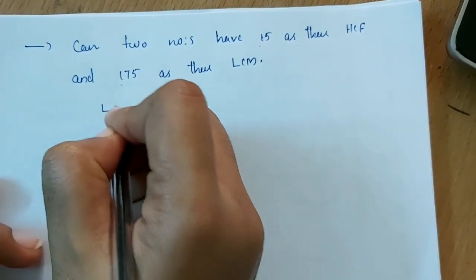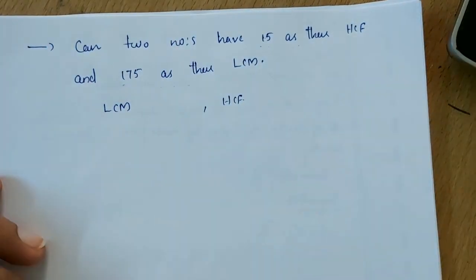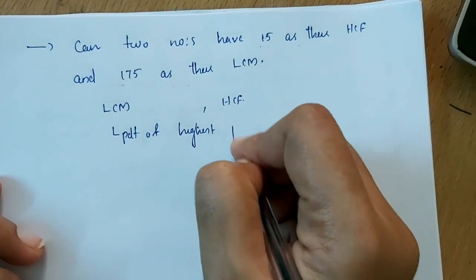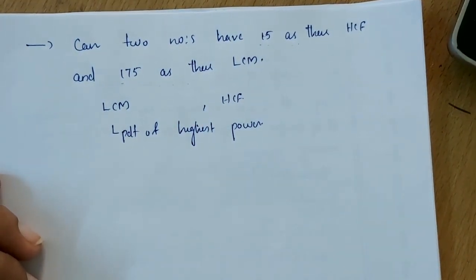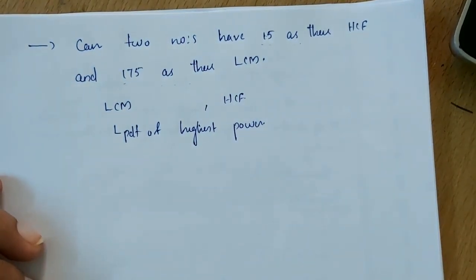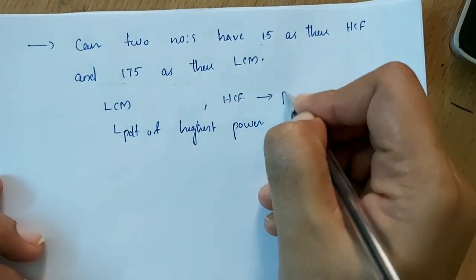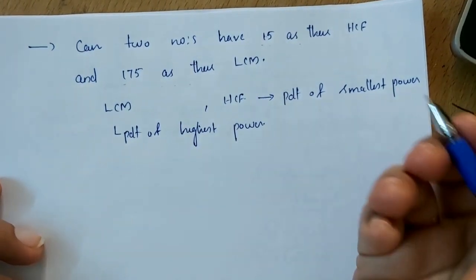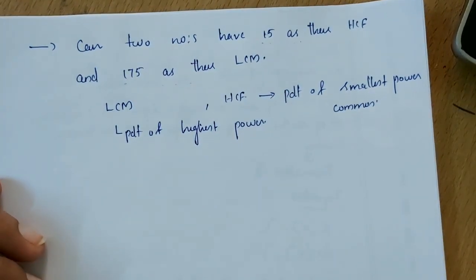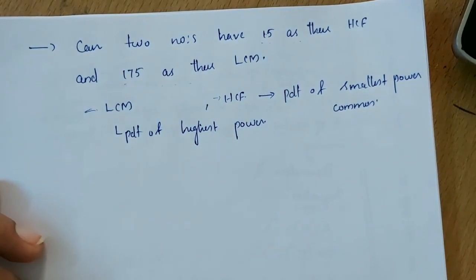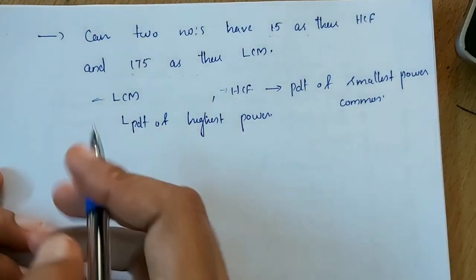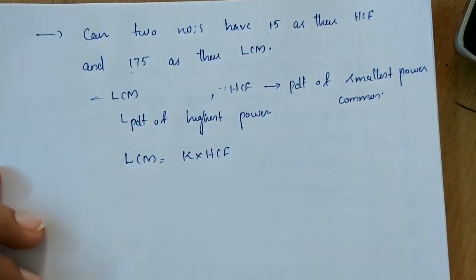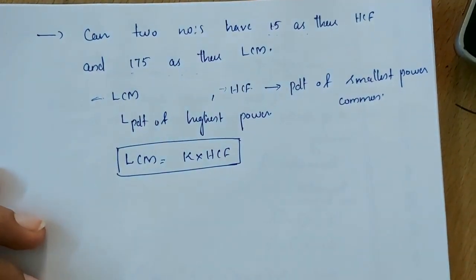Let's go to the definition of LCM and HCF. LCM is the product of the highest power of each factor involved in the numbers. HCF is the product of the smallest power which is common in both numbers. The definition is not necessary to solve this question. Then LCM is equal to K into HCF, where K is an integer.